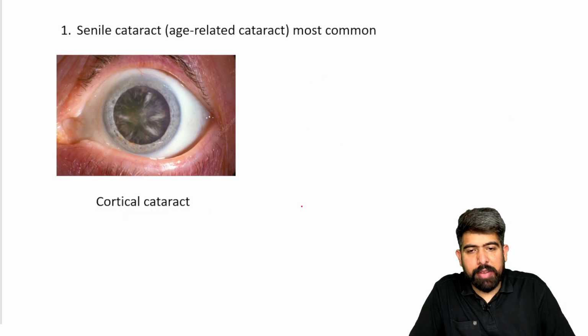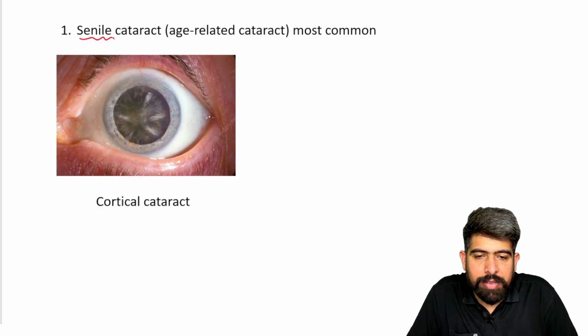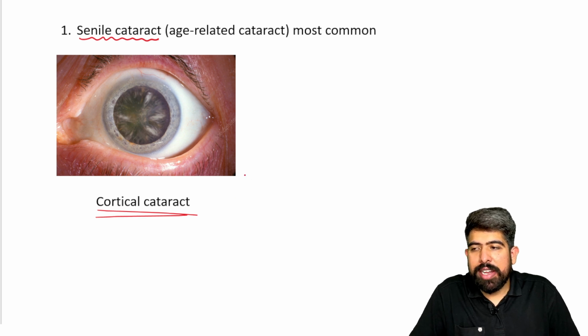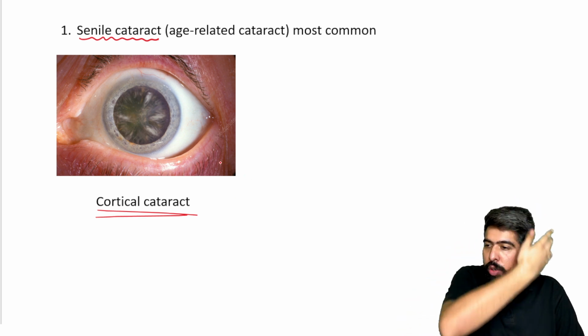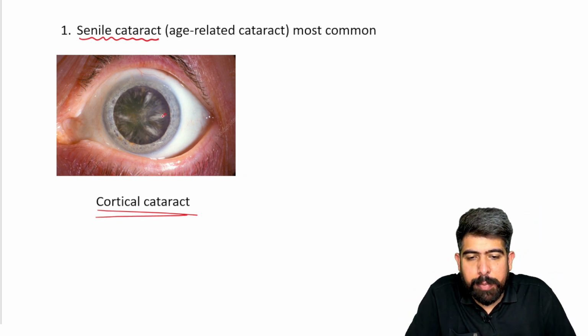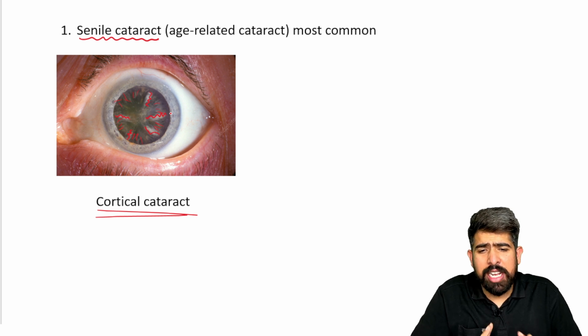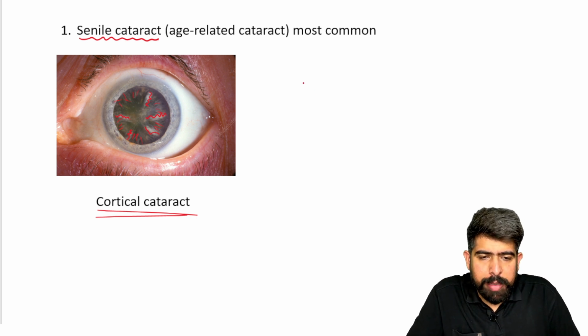The second type of cataract, if I'm talking about senile cataract, is type 2, which is known as your cortical cataract. In the cortical cataract, as I told you, the cortex will be involved. So you can see the periphery is getting involved. The opacities will be arising on the cortex. The central part is clear.